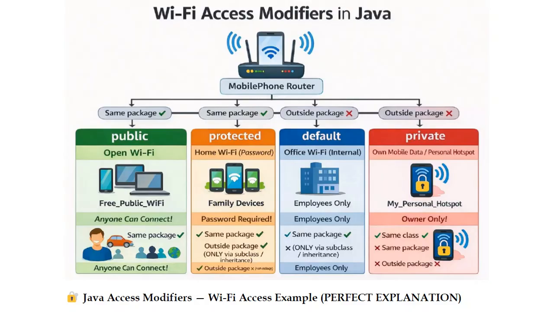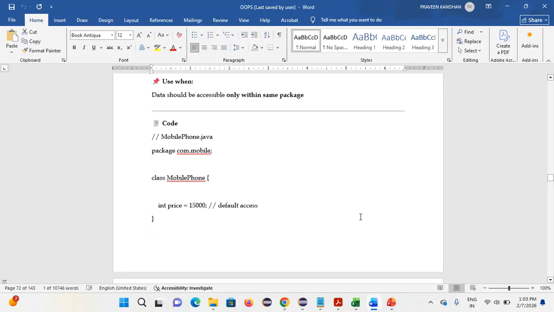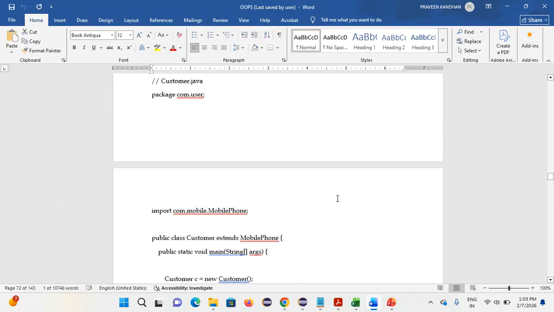Same concept. You are accessing the home Wi-Fi password, and also sharing it with others, not for everyone, only for your friends or your relatives. You are setting a limit: only these persons can access it. Same thing we are going to do now. We'll go with the examples one by one.